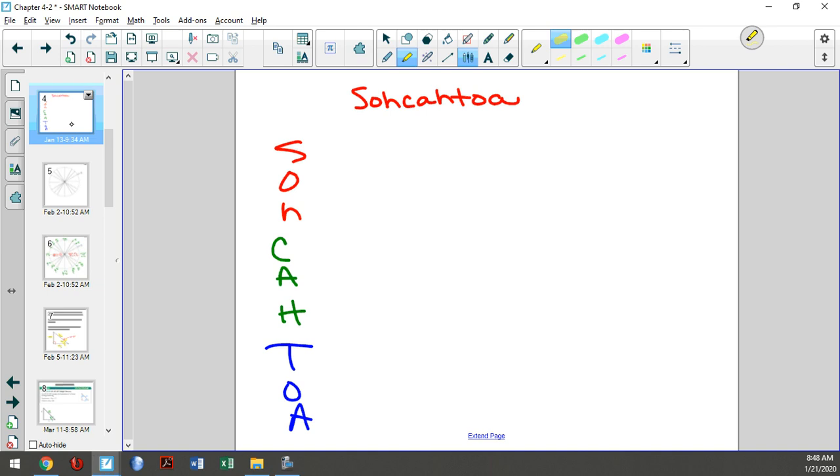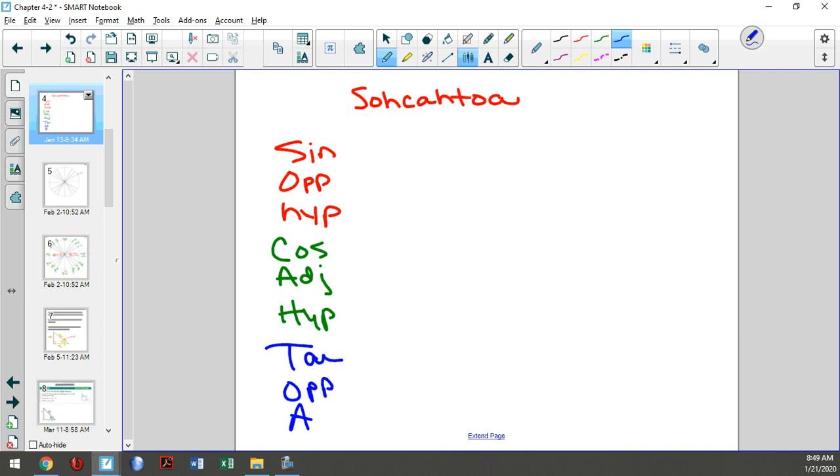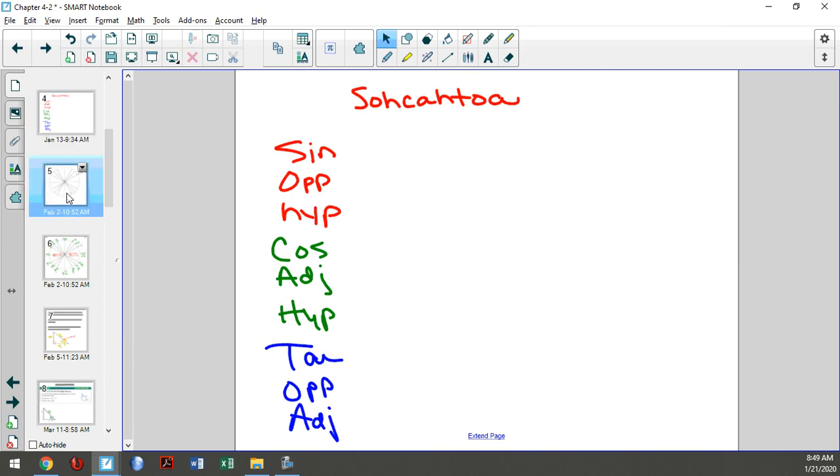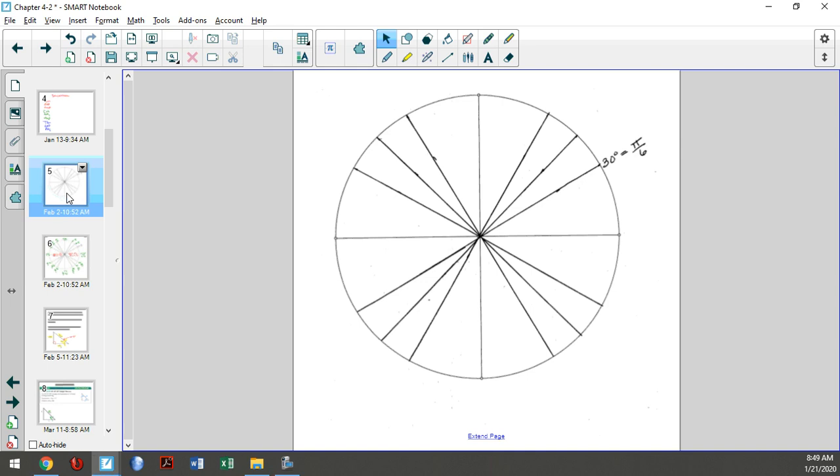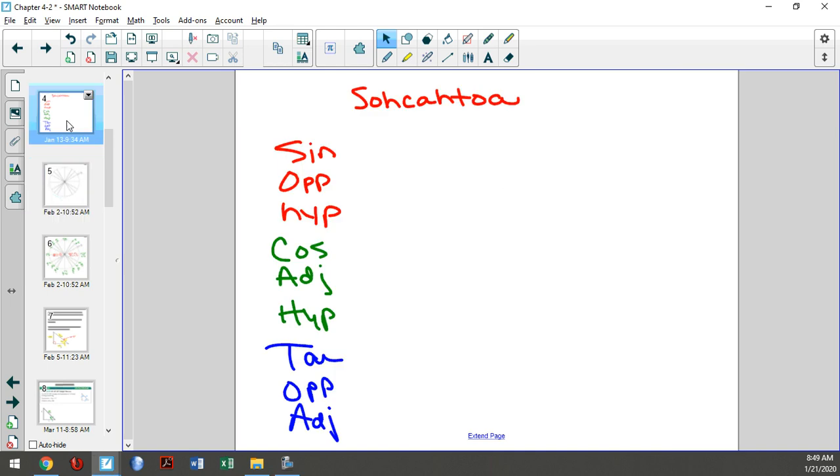Now, with that being said, that tells me that sine is equal to my opposite leg over my hypotenuse. Cosine is equal to my adjacent leg over my hypotenuse. And tangent is going to be the opposite leg over the adjacent leg. Do we all understand that, yes or no? Okay, that's all great stuff. Now, we are going to go ahead and start with our unit circle. And I'm going to go to a different slide, so give me 1 second.